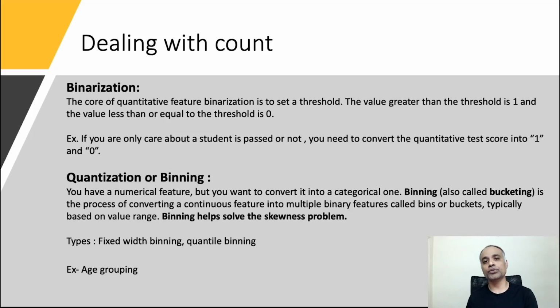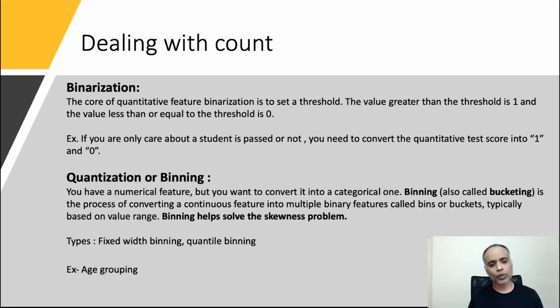If a certain threshold is crossed, like if your pass mark is 150, and the marks cross 150, I can create another feature and keep the value 1 for pass, and if it is less than 150 I can assign 0 for that row. And that is called binarization.